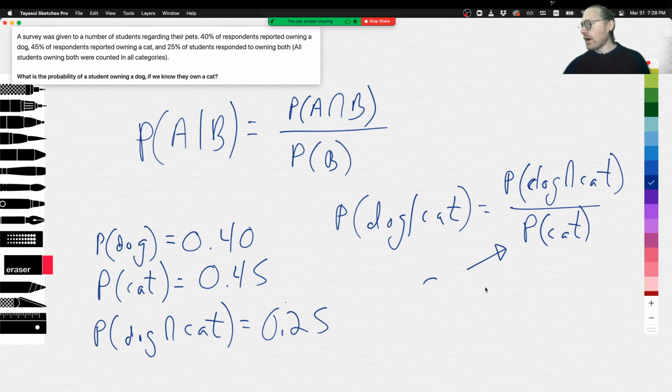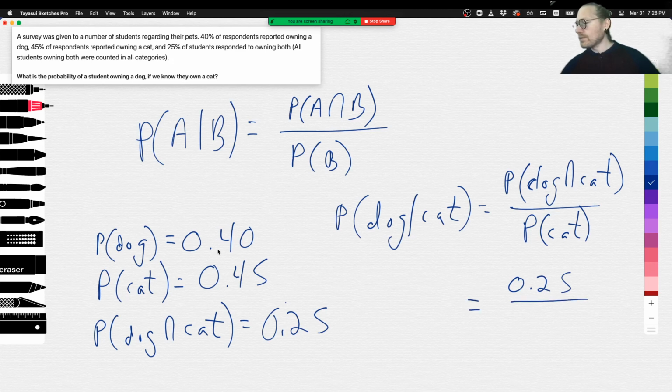So, what is the probability of dog and cat, the intersection of dog and cat? That's 0.25. What is the probability of cat? The probability of cat is 0.45.